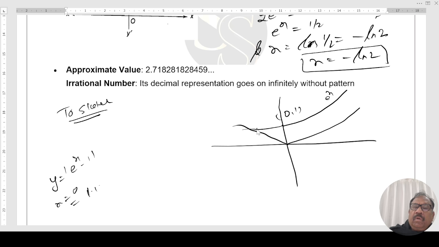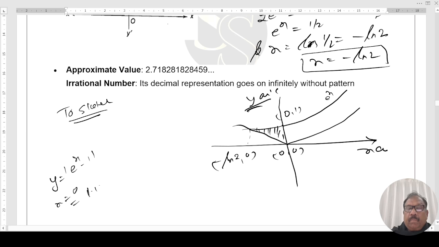We have to plot the graph between these two and the y-axis. This point is minus ln 2, 0. This is 0, 0. This is x-axis. This is y-axis. This is regarding the graph, not yet to find the area. Now, this sketch is clear. This sketch is |e to the power x minus 1|. If x is greater than 0, it will pass through the origin, and if it is less than 0, it will become like this, right? Common area is this. This is the point of intersection.